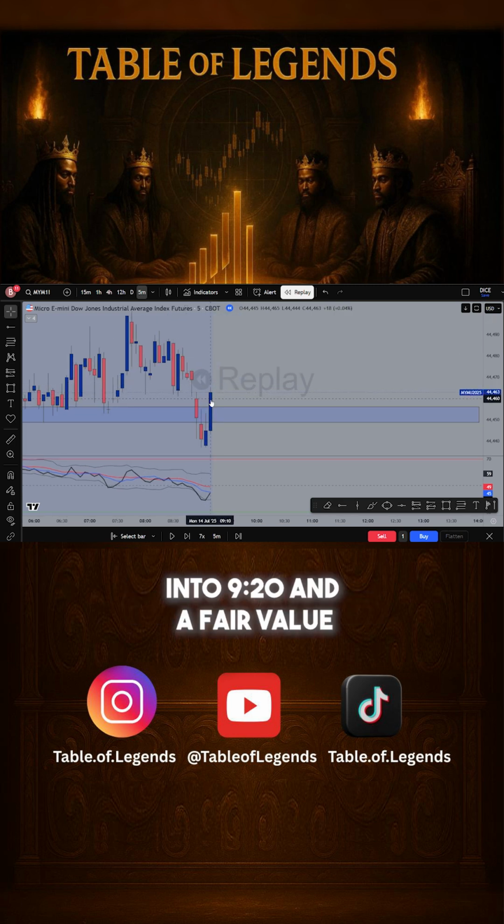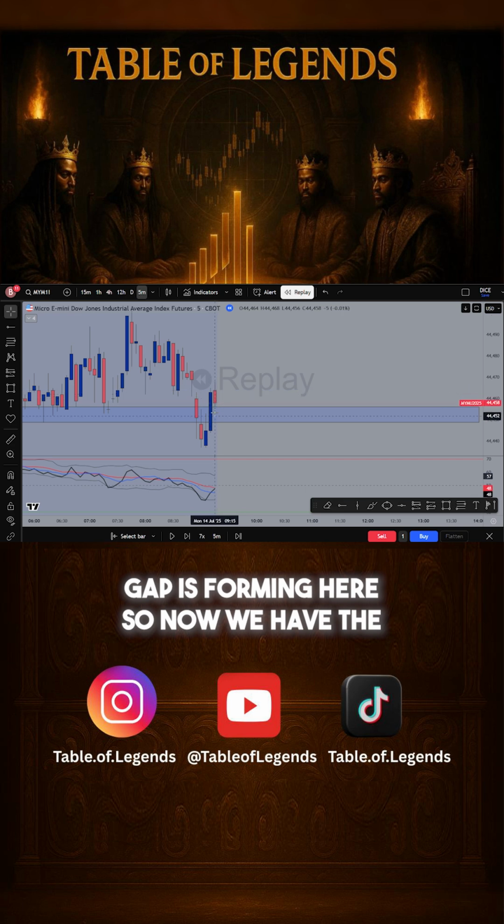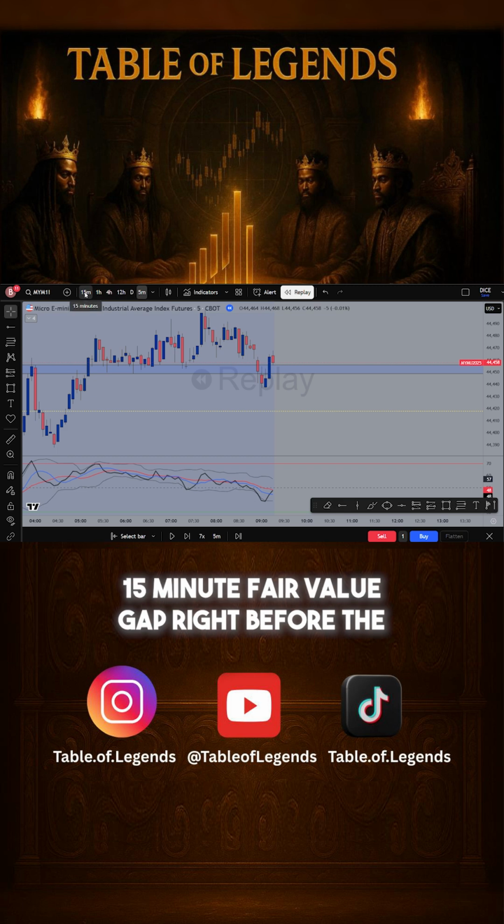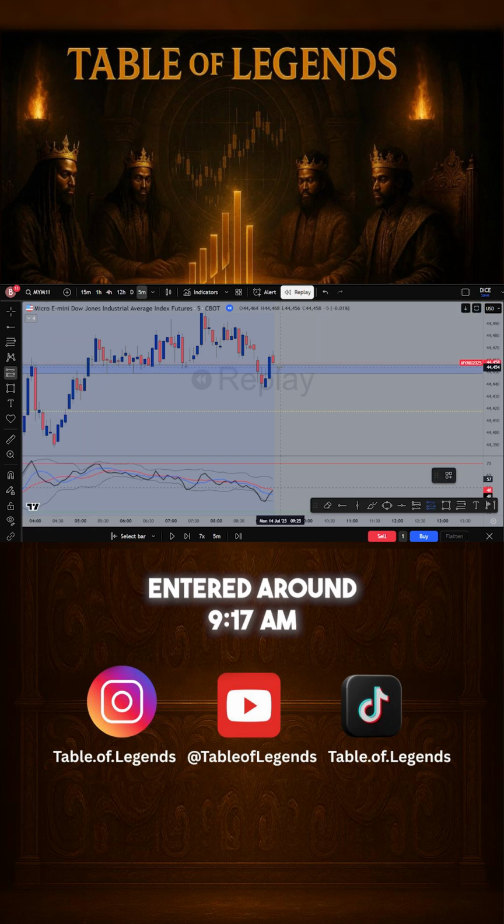So it's moving into 9:20, and a fair value gap is forming here. So now we have the fair value gap. It actually closed right inside the range. It's also in the 15-minute fair value gap right before the 9:30 open. So this is actually where we entered around 9:17 a.m.